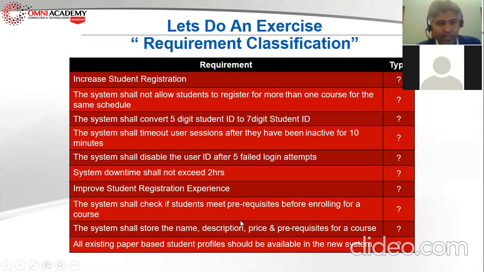Okay. The system shall store the name description. Yes, I already got the answer. So yes, it's a functional requirement. Thank you. The first one to respond is Asra, Shahab, and Asra together, so we'll give both points. All existing paper-based student profiles should be available in the new system. All existing paper-based profile transition, Asra, absolutely, you got it right. And I think also Farooq and Azhar, yes, exactly.